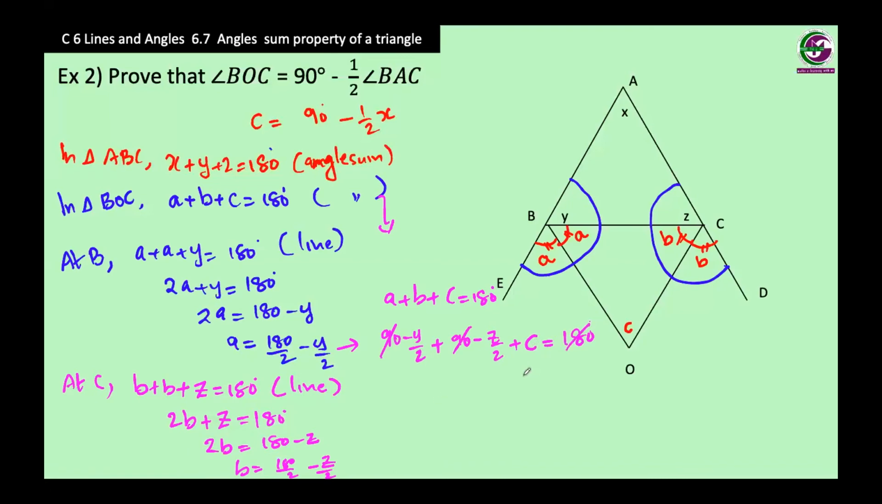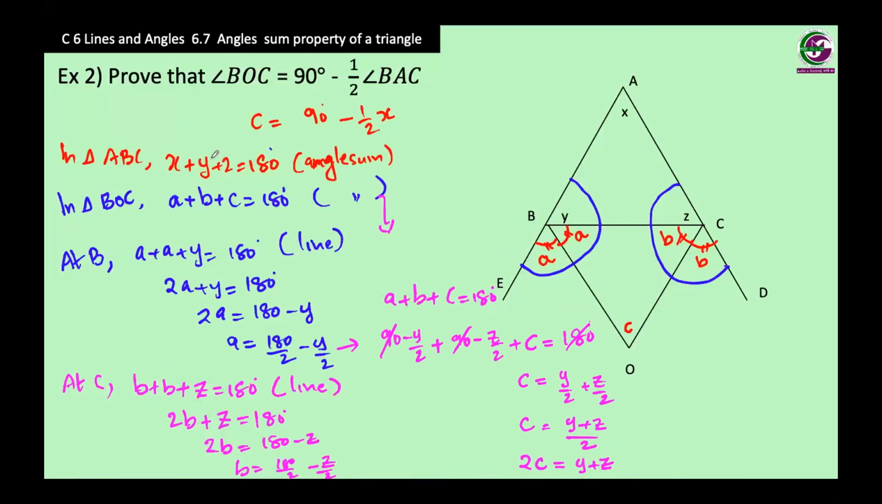So we are left with C is equal to minus Y by 2 minus Z by 2. When you move to the other side, it will be plus. So Y by 2 plus Z by 2. Or we can rewrite C is equal to Y plus Z by 2. We need to know what is Y plus Z, so move 2 to the other side. So we can rewrite 2C is equal to Y plus Z. So we get Y plus Z is 2C.